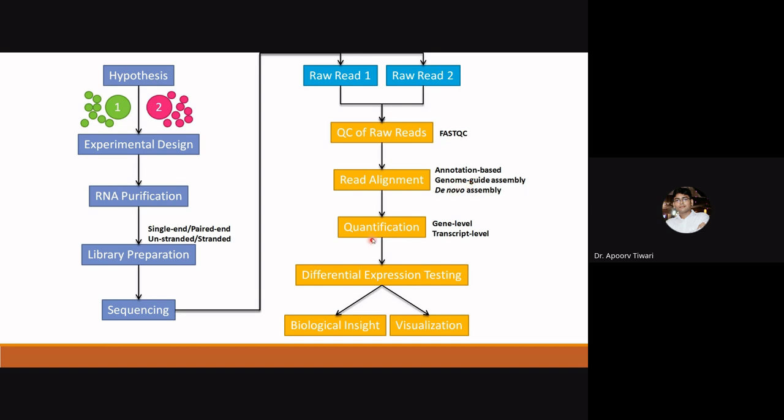And after that, we can go for quantification. Quantification will be gene level or transcript level. And after quantification, we can go for differential expression testing, and that will be generated in the form of visualization graphs and tables, and you can find out the biological insights of your experiment.